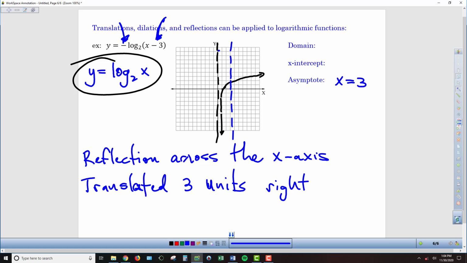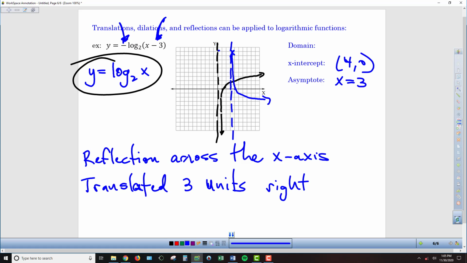Our intercept is going to move as well. So we're going to have an x-intercept at 4, 0 instead of at 1, 0. And then again, because of the reflection, the graph is going to look like this. We're reflecting that black graph across the x-axis, so it's going to be upside down from what we see, with the translation to the right as well.